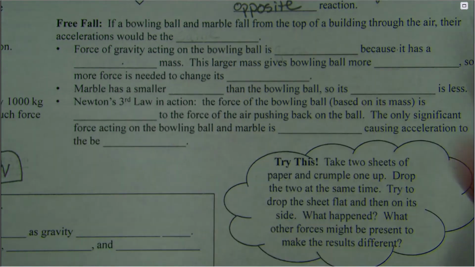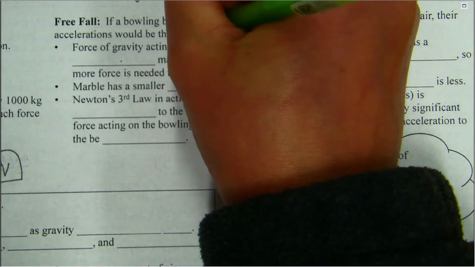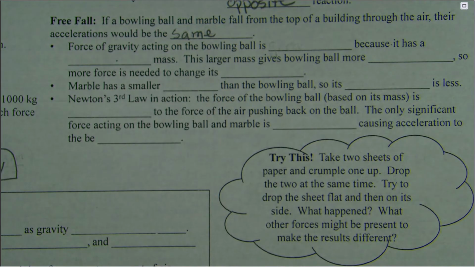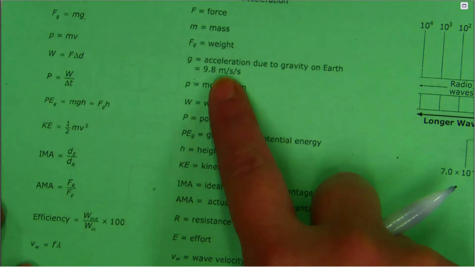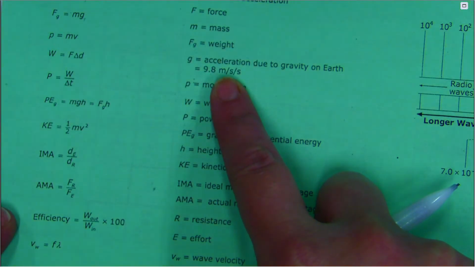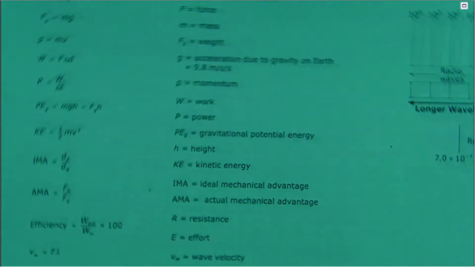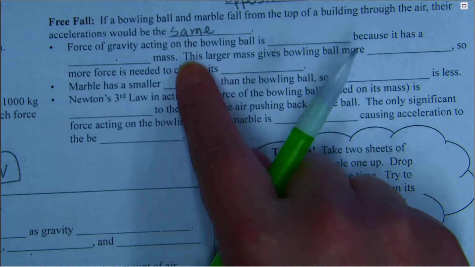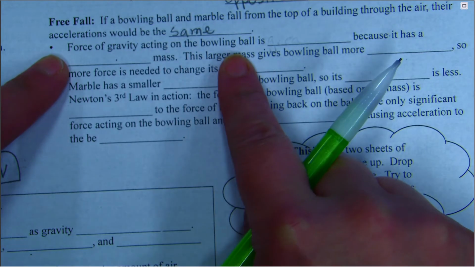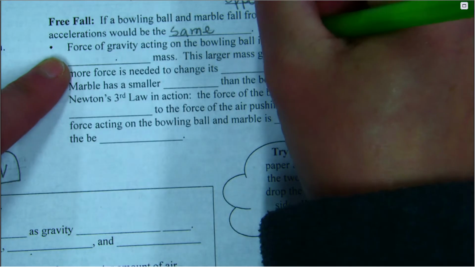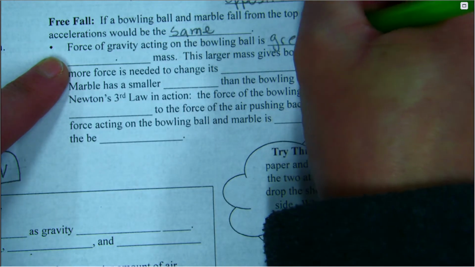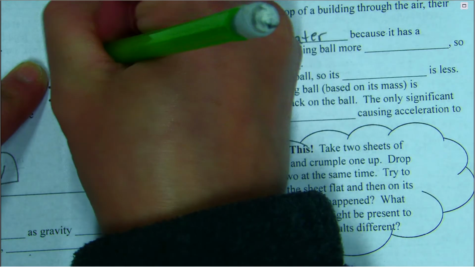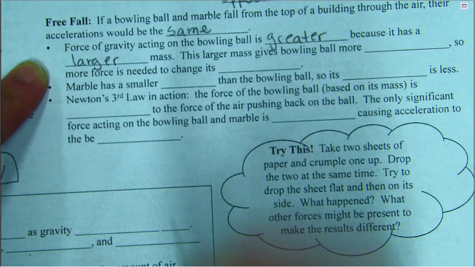Now, their accelerations are going to be the same. All right, so the acceleration of the bowling ball and the marble are going to be the same because we know the acceleration due to gravity is 9.8 meters per second squared, which again, this is on your reference table. However, the force of gravity acting on the bowling ball is going to be greater because the bowling ball has a larger mass than the marble.